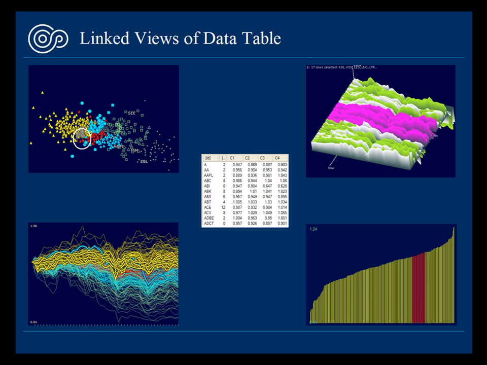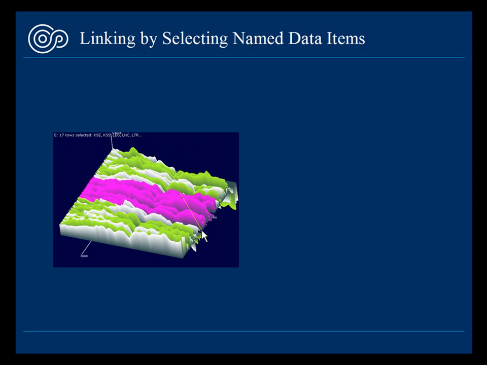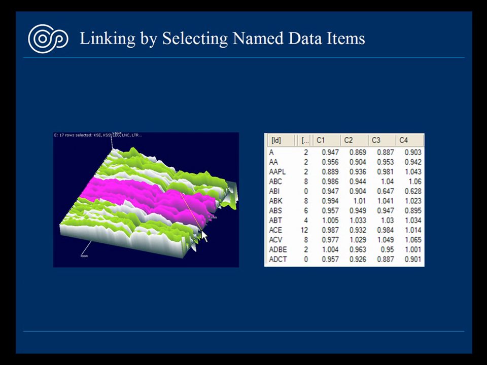These views are dynamically linked to each other, so that we can interactively select any subset of the data. And these selected data will be automatically highlighted in all other views. More particularly, behind each data view is a data table with named rows and columns. When we select a part of the data in one view, those corresponding named data items will become selected, and all other views will be notified. And they will highlight those selected items in their windows.